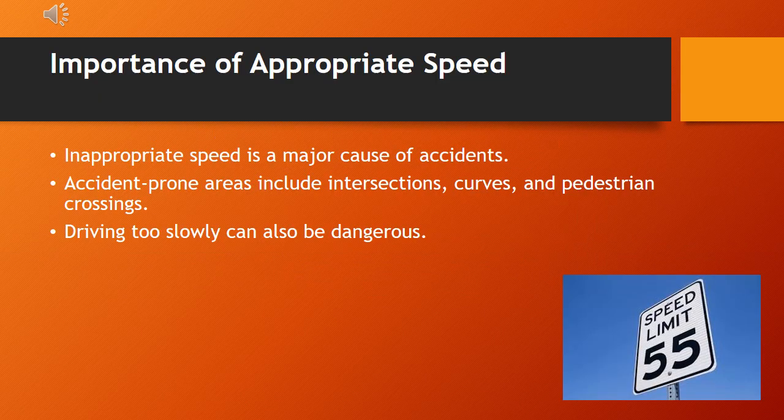In the context of obtaining a driving license, it's crucial to recognize that driving at an inappropriate speed is a leading cause of accidents. These accidents tend to occur more frequently in specific areas, such as intersections, curves, and pedestrian crossings, which are considered accident-prone zones.